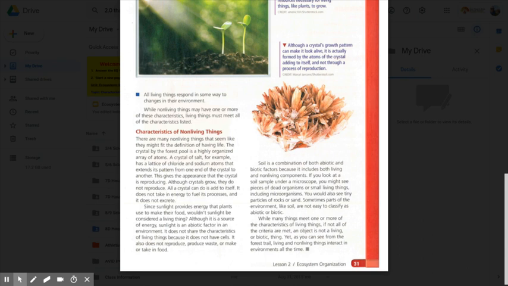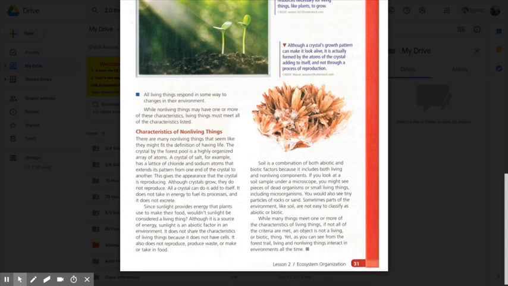Since sunlight provides energy that plants use to make their food, wouldn't sunlight be considered a living thing? Although it's a source of energy, sunlight is an abiotic factor in an environment. It does not share the characteristics of living things because it does not have cells. It also does not reproduce, produce waste, or make or take in food.